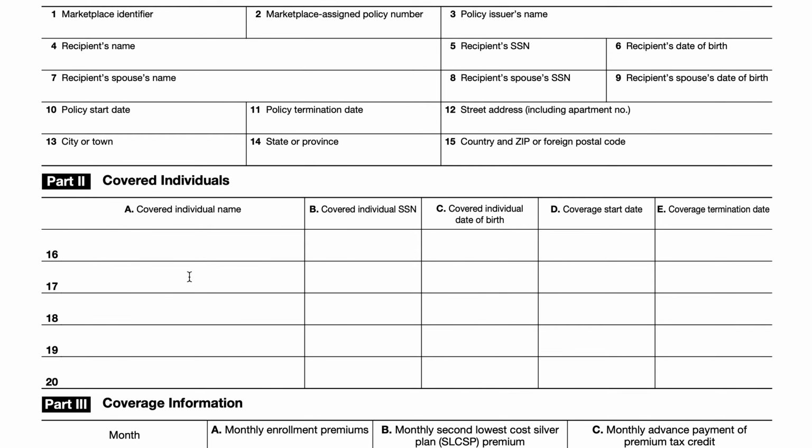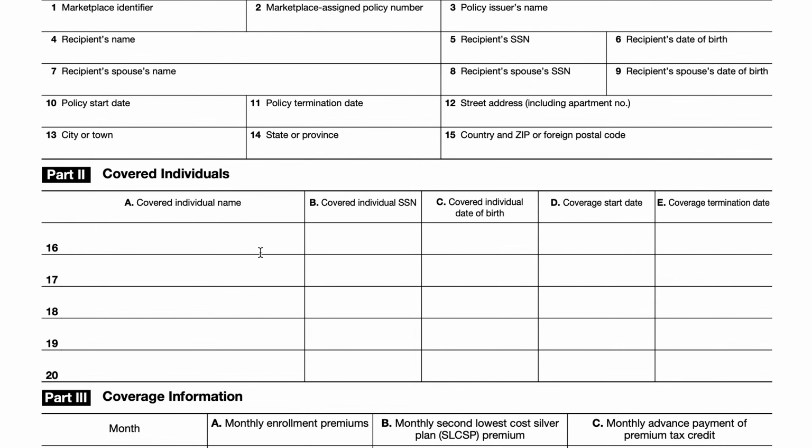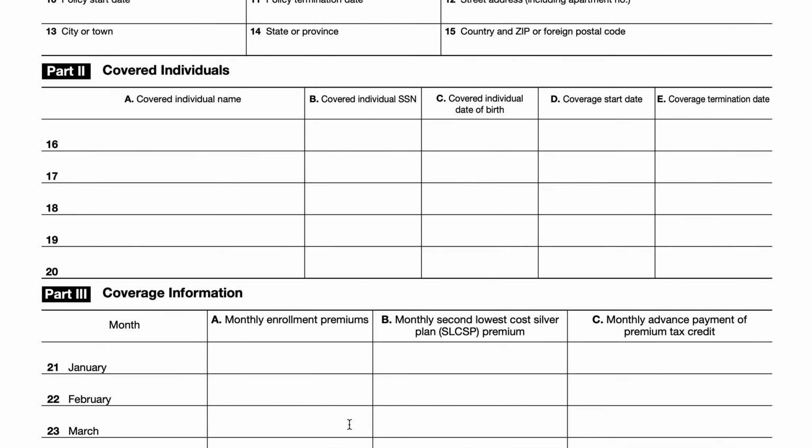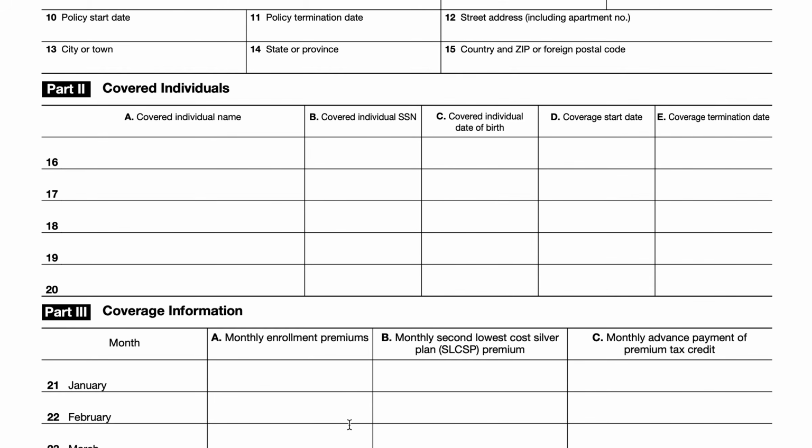If there are advanced credits made and you certify that one or more enrolled individuals are not individuals who would be in your tax family, then your Form 1095 should include the coverage information in Part 3 that only applies to the folks listed here. So otherwise, if there are folks that aren't in Part 2, then their premium information should not be rolled up into Part 3.